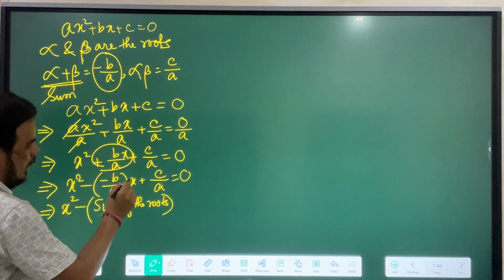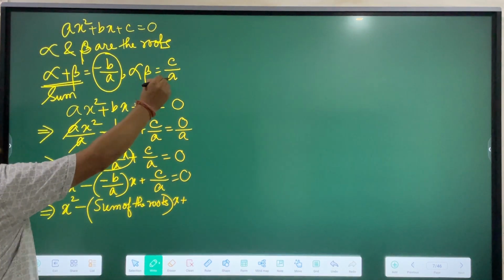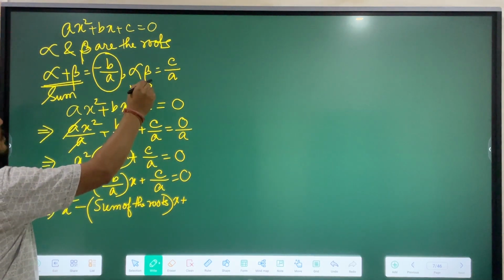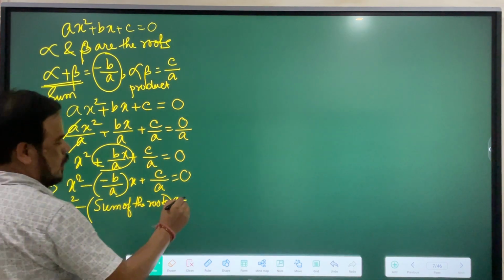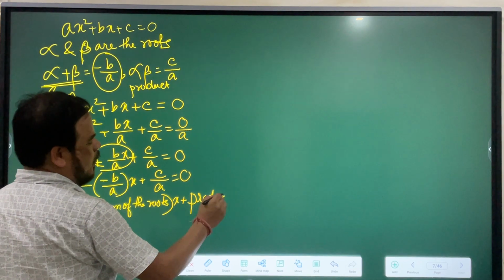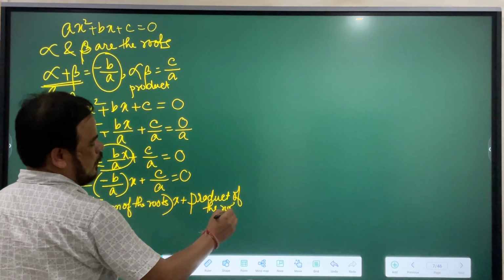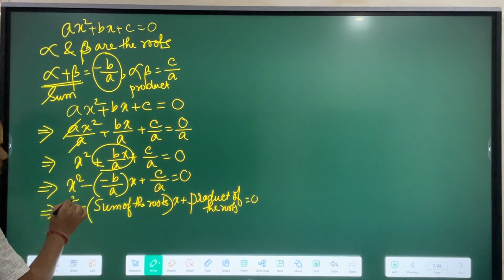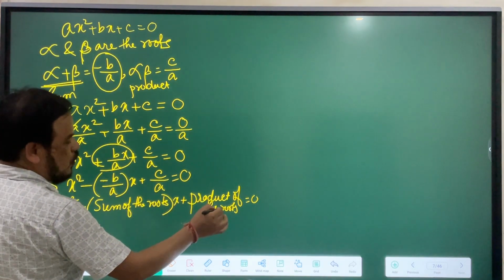Bracket close, then x plus c by a. What is c by a? C by a means alpha into beta. Alpha into beta means product of the roots. So here, in place of c by a, we will write product of the roots equals to 0. So what we have understood: x square minus sum of the roots x plus product of the roots equals to 0.